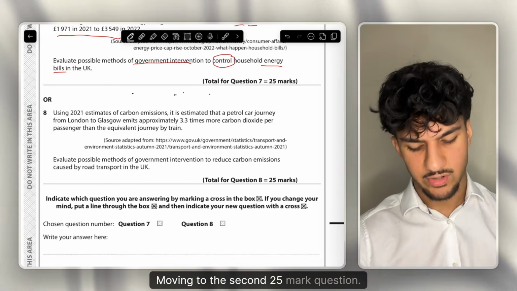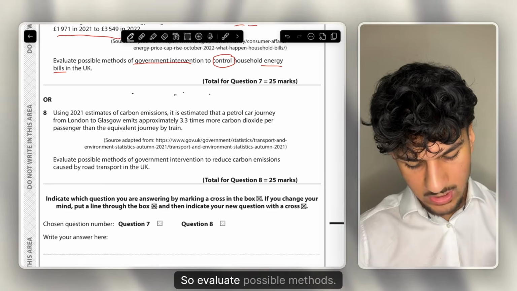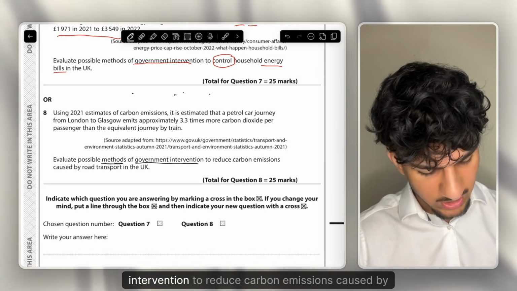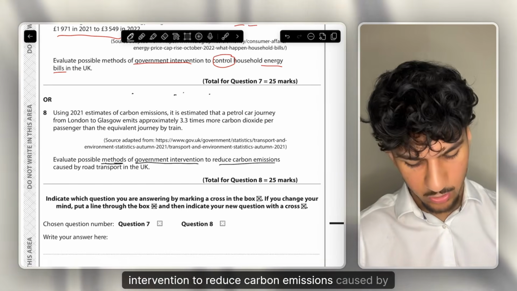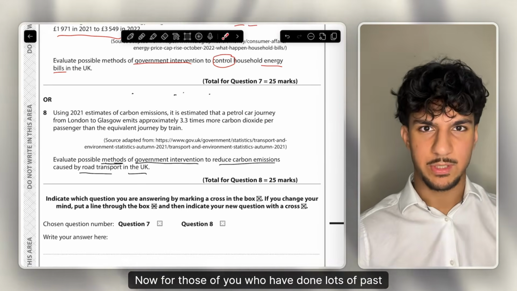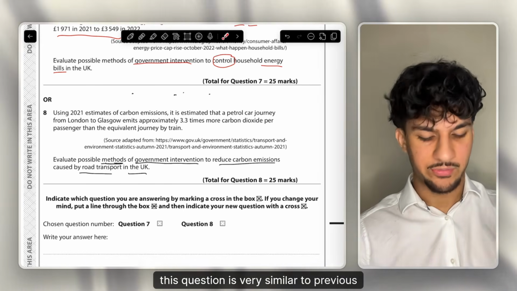Moving on to the second 25 mark question, let's have a read of this. So, evaluate possible methods, so it's asking about methods of government intervention to reduce carbon emissions caused by road transport in the UK. Now, for those of you who have done lots of past papers, who have done lots of essays, this question is very similar to previous questions.